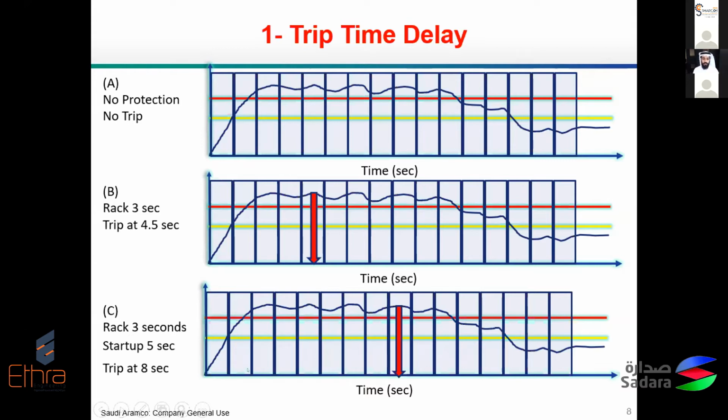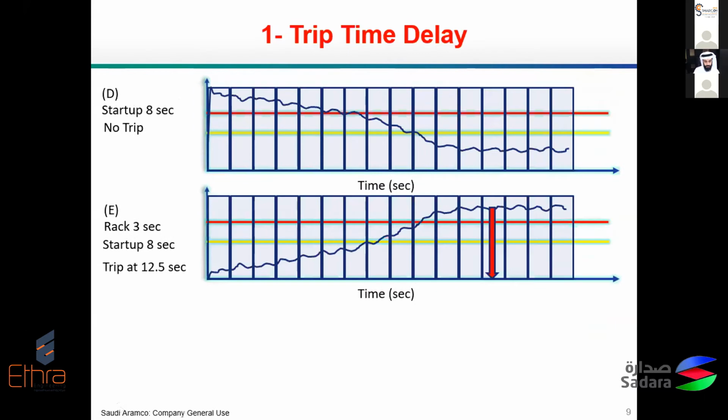Now, we have 2 more examples here. So example D is basically when we have a startup configured as a time delay, but we don't have any time delay on the channel itself. So as you can see, the machine actually started very high and then goes slowly down after 8 seconds until it starts to be normal again. And here we'll have no trip at all.